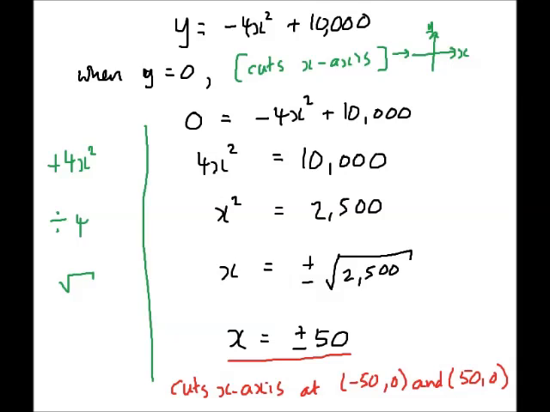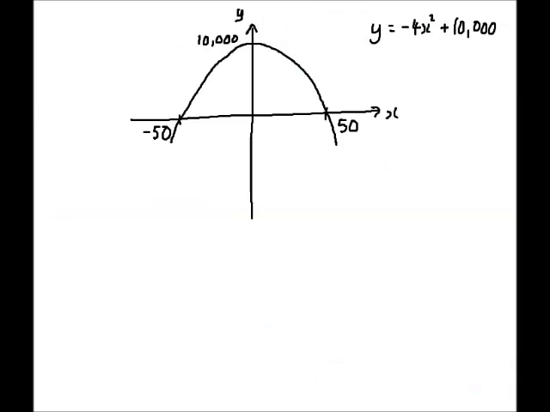0 equals minus 4x squared plus 10,000, so 4x squared is 10,000, x squared is 2,500. So x is plus or minus the square root of 2,500, so x is plus or minus 50. Well, midway between x equals minus 50 and x equals 50 gives the coordinates of the maximum, so that's where x equals 0, here on the y-axis. So our curve looks like this.